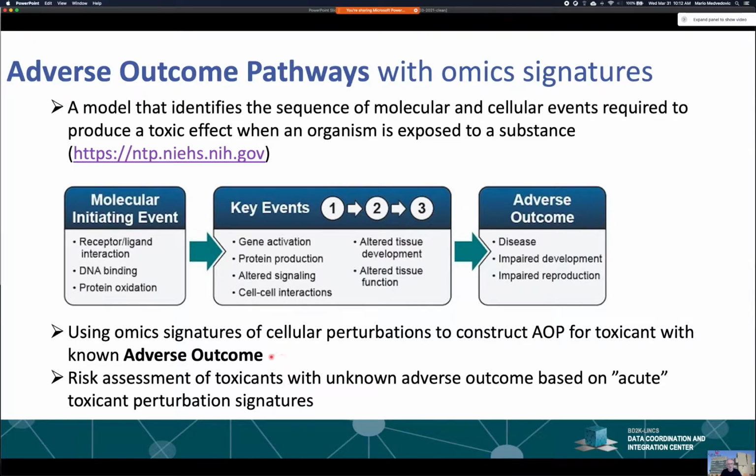And in this sense, we can sometimes be looking to figure out what is the mechanism of action of a toxicant for which we know the ultimate adverse outcome, or we can try to figure out everything, right? Have some kind of perturbation signature for a toxicant, and then try to figure out the mechanism of action, which I would say maybe constitutes these first two boxes, and then ultimately also the potential adverse outcome.